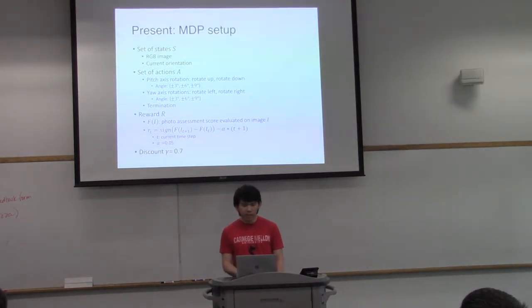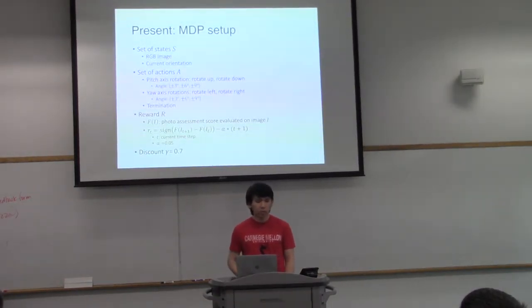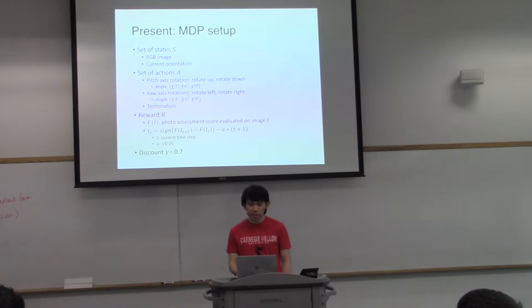And then we set up the MDP as the following. For the state, we are using the RGB image for now, and we also include the pitch and yaw orientation of the drone. For action, we're limiting to the rotational action first, just to begin with, and later on we'll add the translational action. So for now, we make the action discrete. For yaw and pitch, we have plus minus 3, 6, and 9. And we also have the termination action, so in total 13 actions.